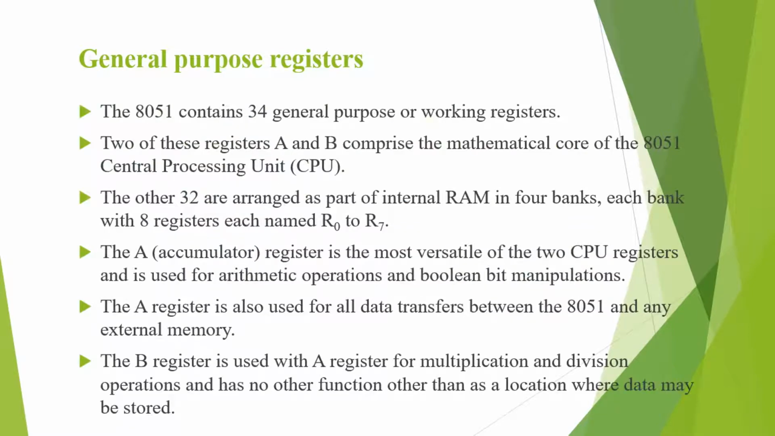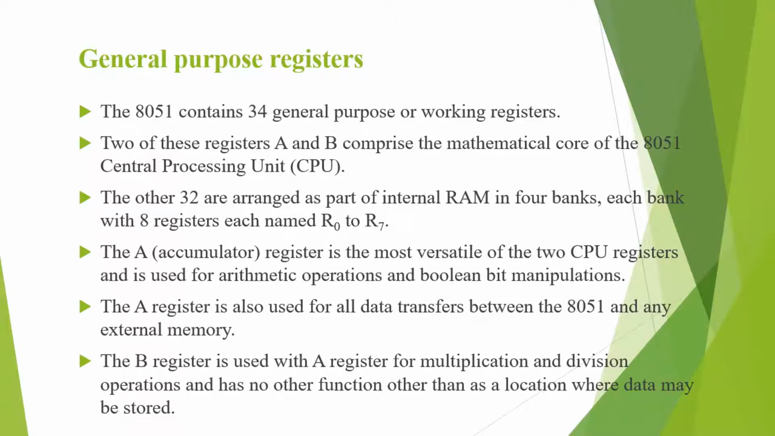8051 contains 34 general purpose or working registers. Out of these, the two registers A and B comprise the mathematical core of the 8051 CPU, whereas the other 32 registers are arranged as part of the internal RAM in 4 banks, each bank having 8 registers named R0 to R7.